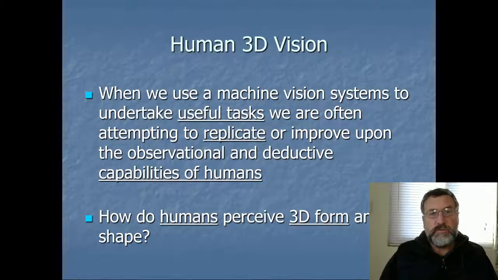Human vision. When we use a machine vision system to indicate useful tasks, we're often attempting to replicate or improve upon the observational and deductive capabilities of humans, of course. But how do we perceive 3D form and shape?